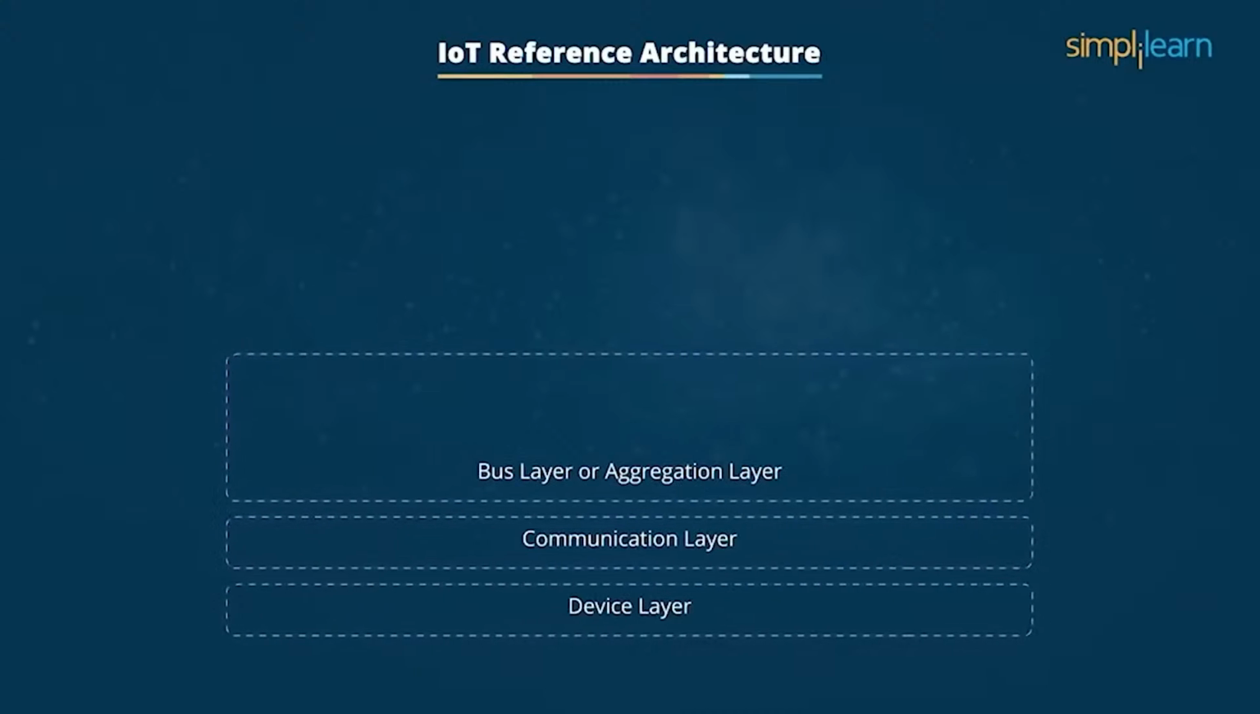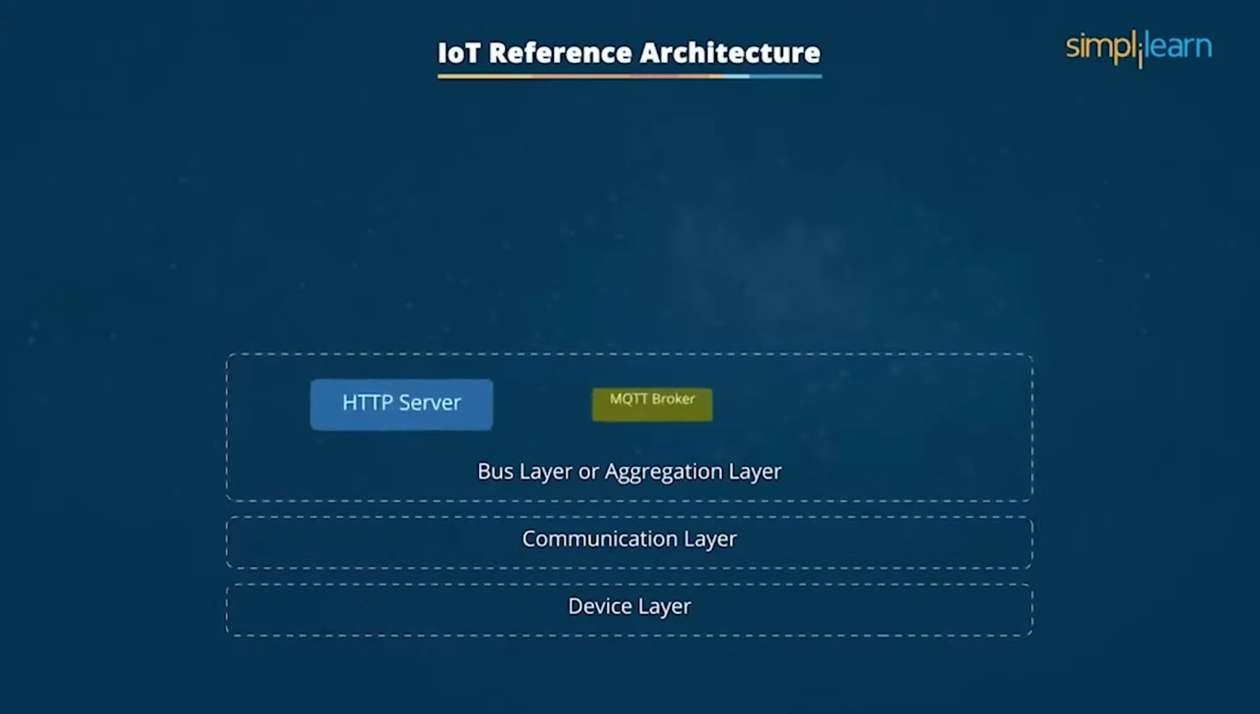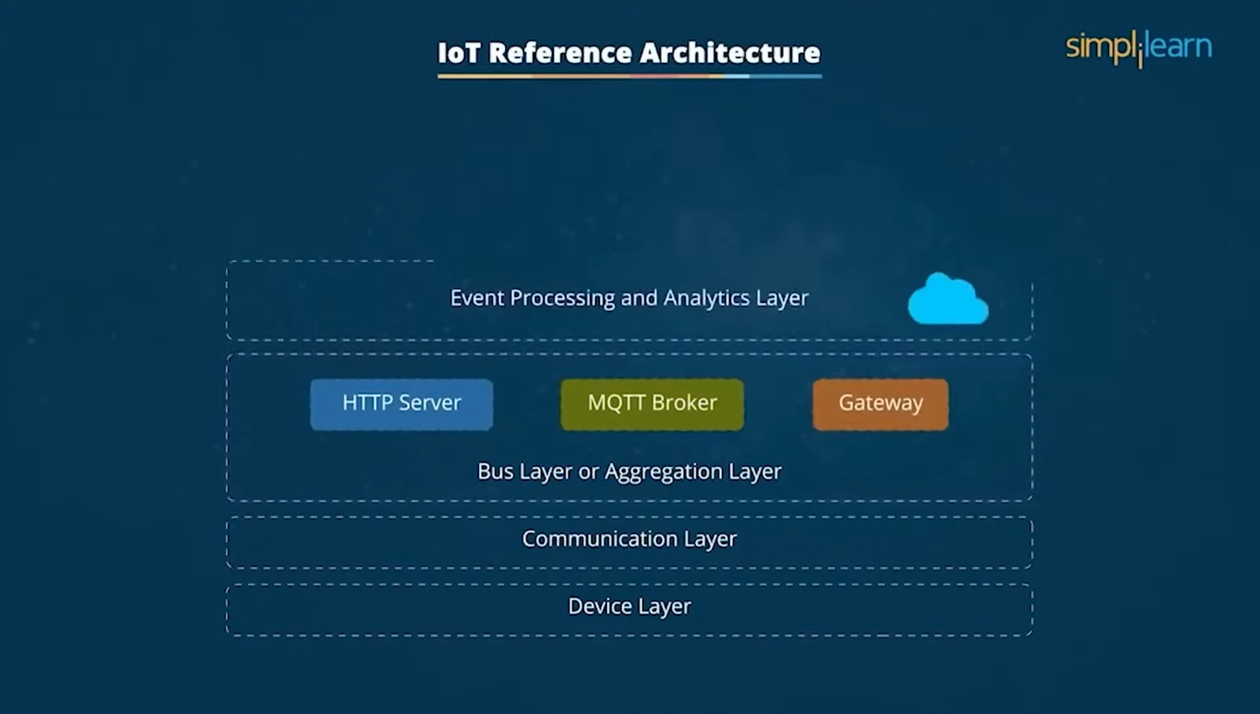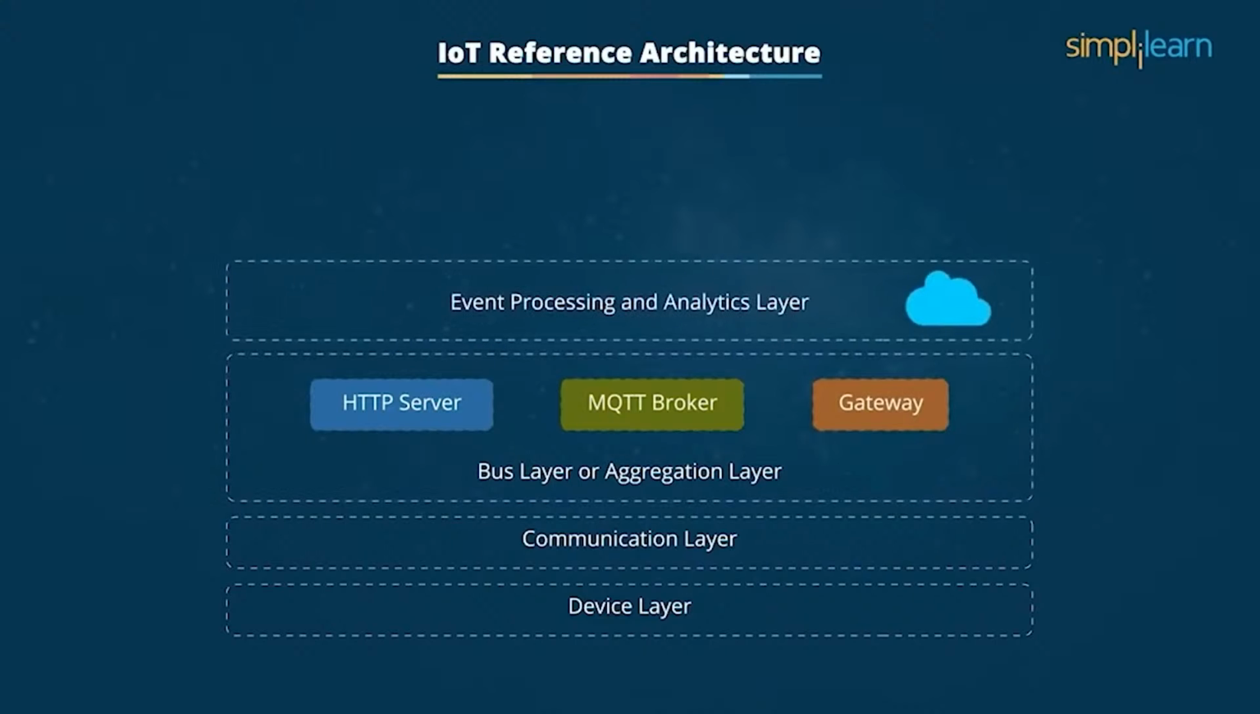This is an important layer for three reasons. It supports an HTTP server and/or an MQTT broker. It aggregates and combines communications via gateway, and it bridges and transforms data between different protocols. The next layer is the event processing and analytics layer, which drives data and provides transformation to the data generated. It provides the ability to do event processing. The data is stored in the database.